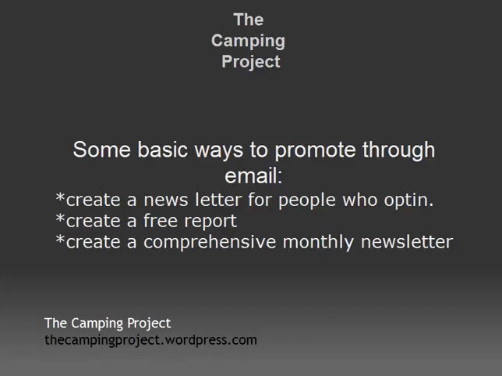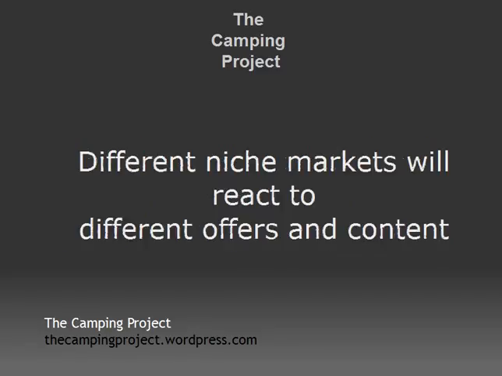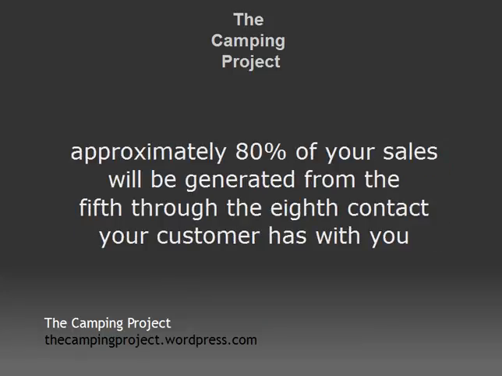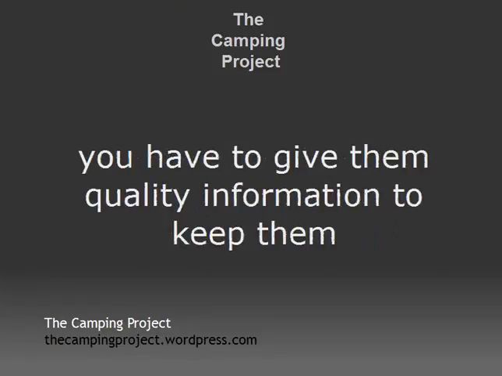The first thing we have to get in order is our expectations. Different niche markets will react to different offers and content. It's also widely known that approximately 80% of your sales will be generated from the 5th through the 8th contact your customer has with you. Knowing this means that if you're going to send them emails, you have to give them quality information so they will continue to read your emails. This is a lot easier said than done.